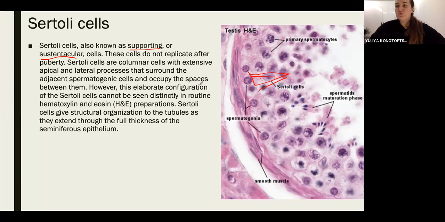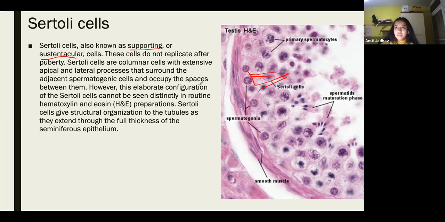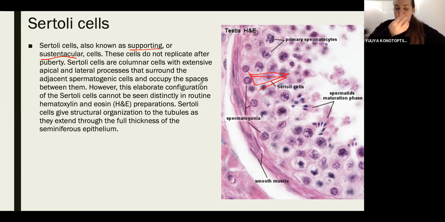Remind me, what do Sertoli cells do? Testicular fluid. Testosterone. Leydig cells make testosterone. I heard testicular fluid. That's good. Okay, so testicular fluid is coating this lumen. Very nice. What else?